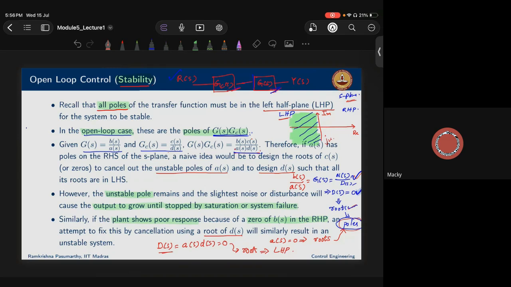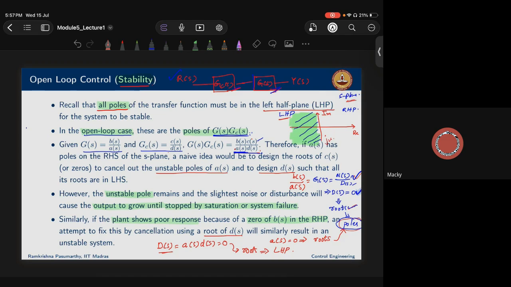Suppose A of S is a polynomial, and its roots are positive values. What does it mean? The system is going to be unstable. What we can do is design your C of S in such a way that C of S and A of S get cancelled, and you can make your system stable. So by suitably designing D of S also.